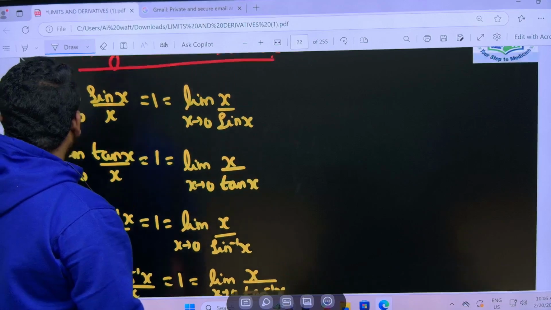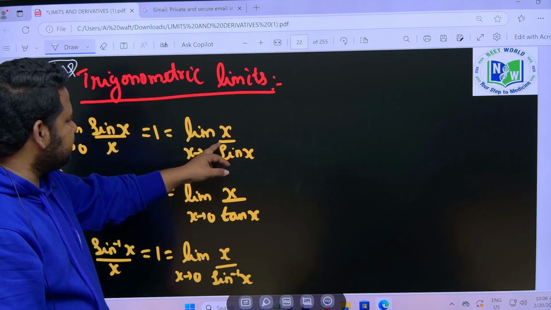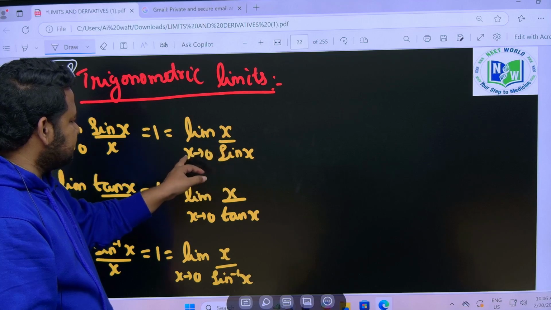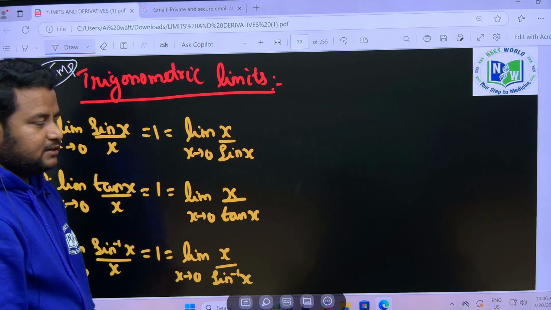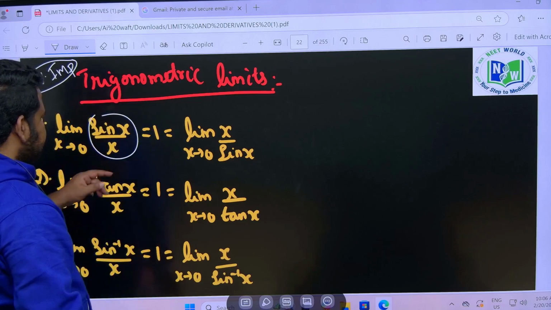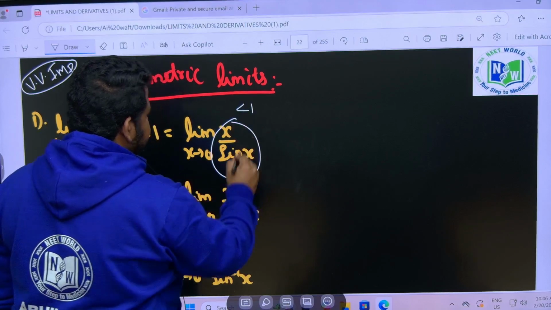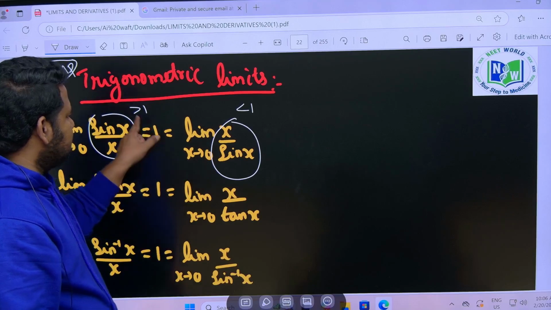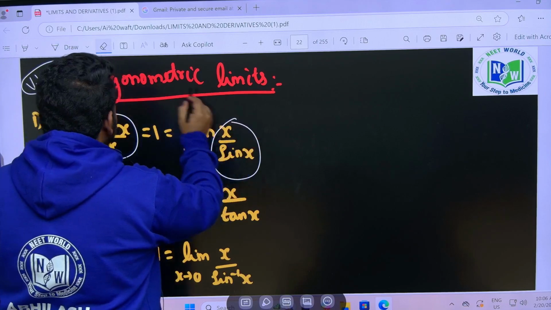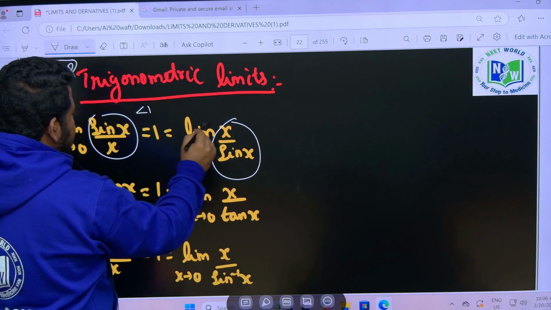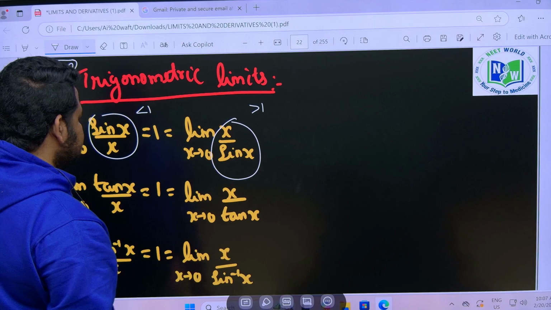Now see here, they have given limit of sin x by x as x tends to 0 is equal to 1, and also limit of x by sin x as x tends to 0 is equal to 1. So this limit will be equal to 1 and this limit will be equal to 1. But in actual sense, the value of sin x by x will be less than 1, and x by sin x will be greater than 1.